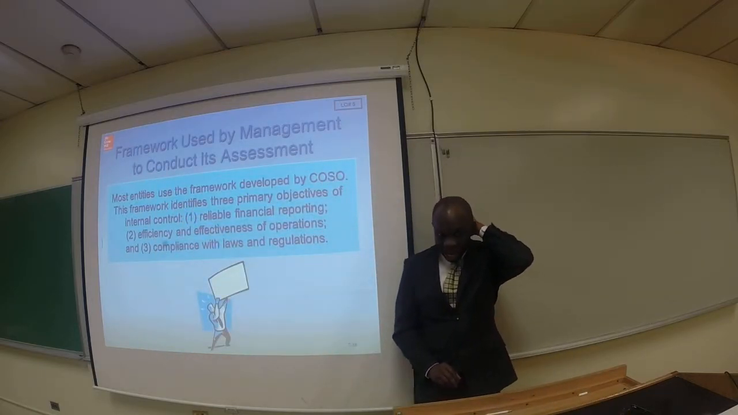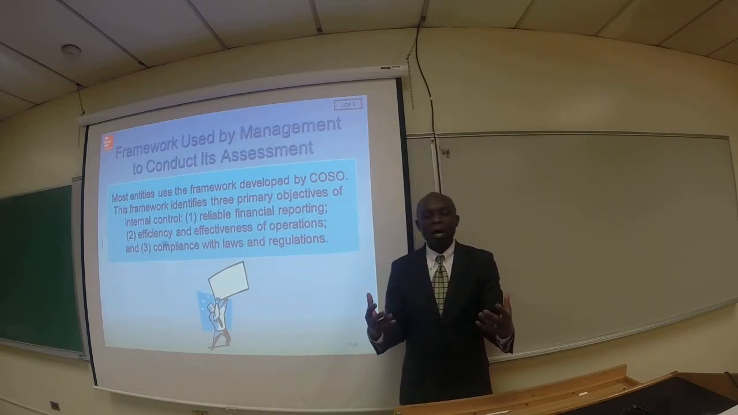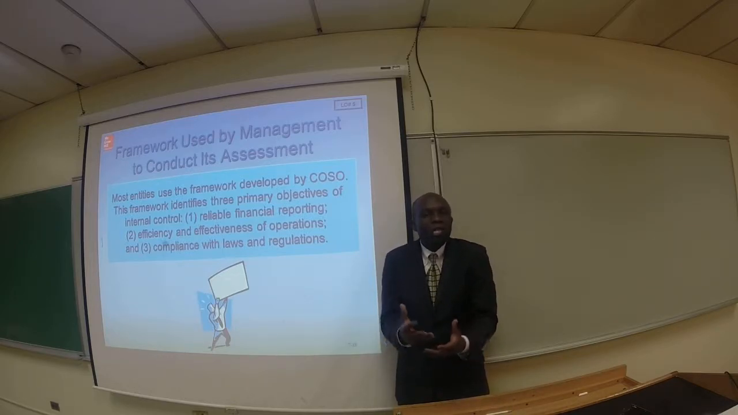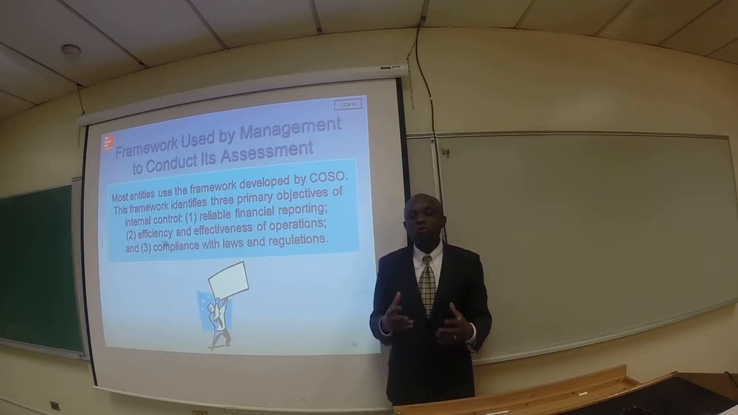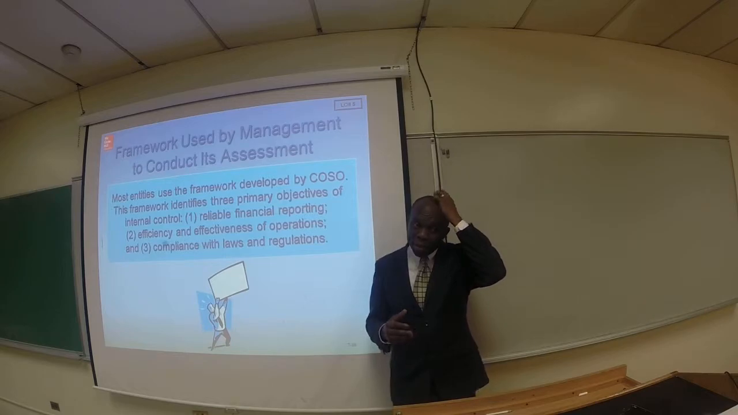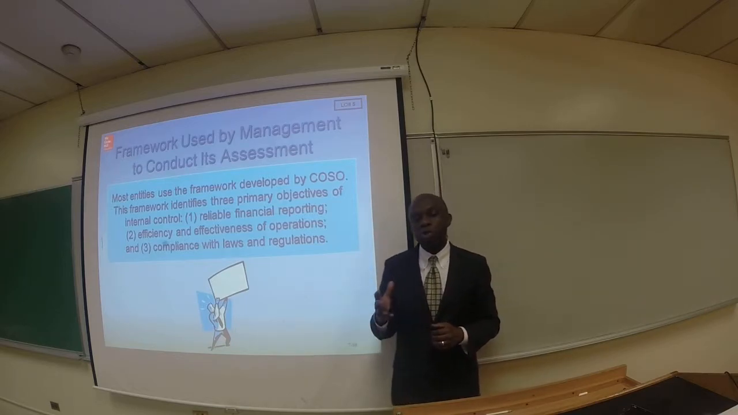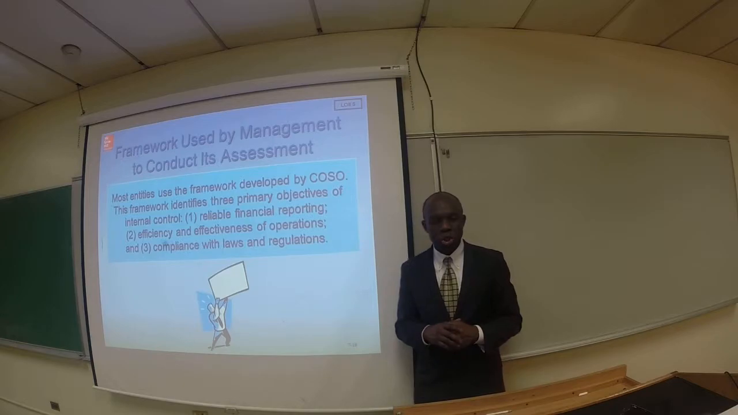So now, how does management go about its assessment? What kind of criteria do they use? What basis would they use? Now, most companies use the COSO framework. The framework used by management to conduct this assessment, we said most entities use the framework developed by COSO. We talked about this organization previously. That is the Committee of Sponsoring Organizations, okay?